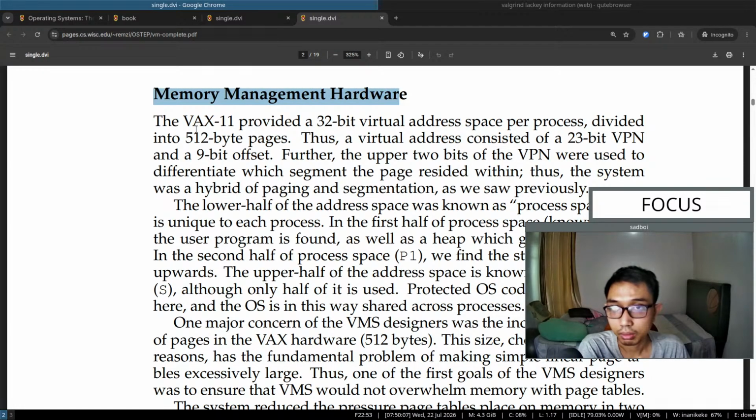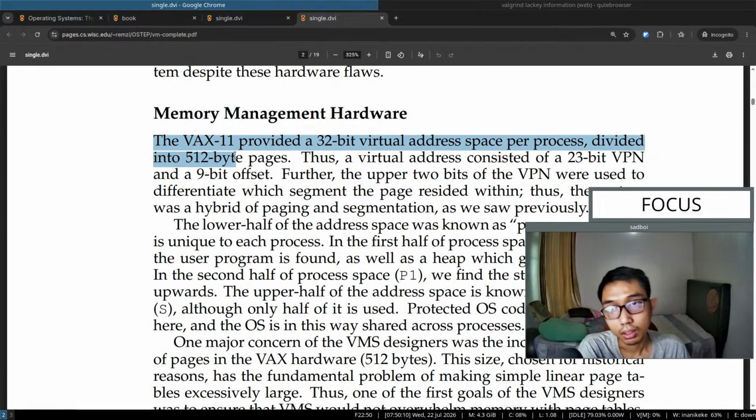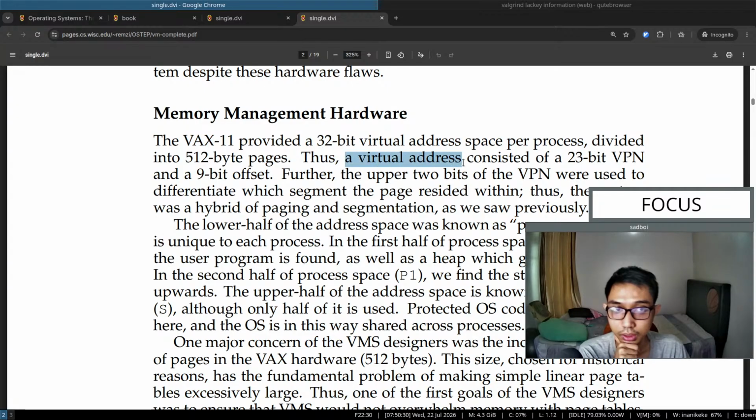Memory management hardware. The VAX-11 provides a 32-bit virtual address space per process, divided into 512-byte pages. Thus a virtual address consists of a 23-bit virtual page number and a 9-bit offset.